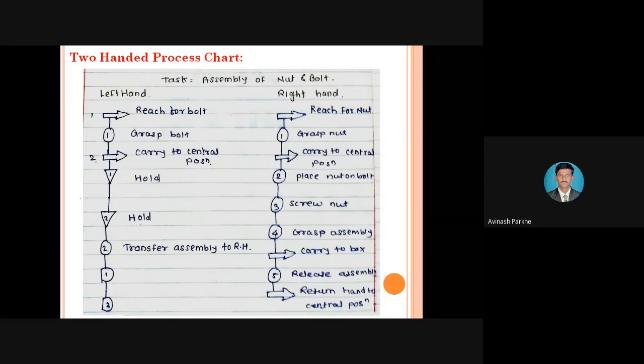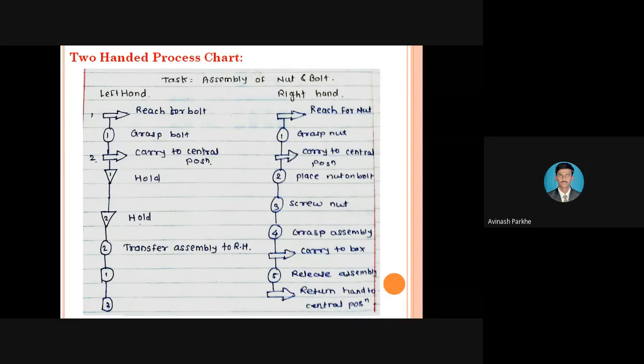Now let us discuss the two-handed process chart. What does it indicate? The name itself suggests it. Whatever activities are performed by the left hand and whatever activities are performed by the right hand simultaneously are represented using some standard charts. That chart is called a two-handed process chart.